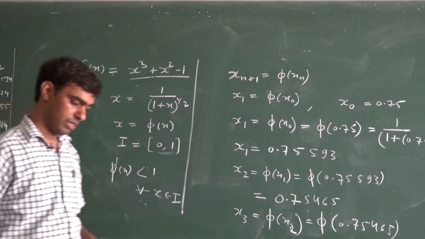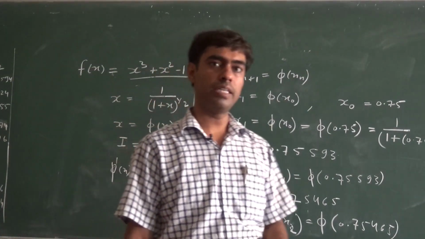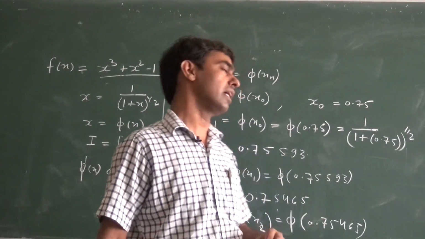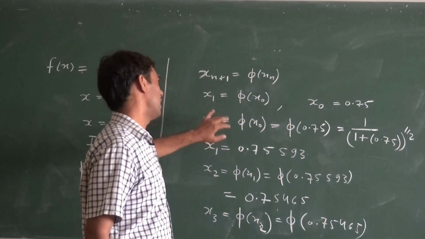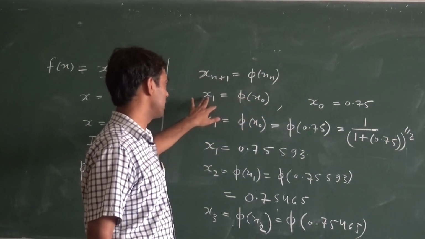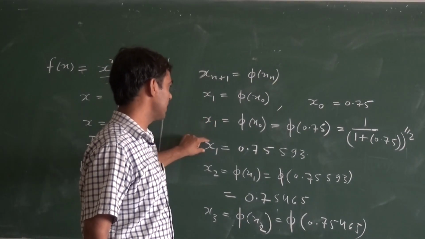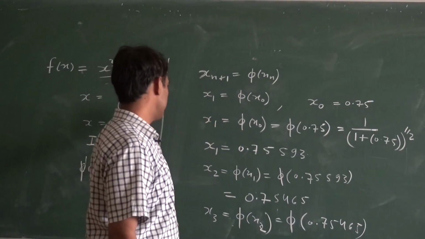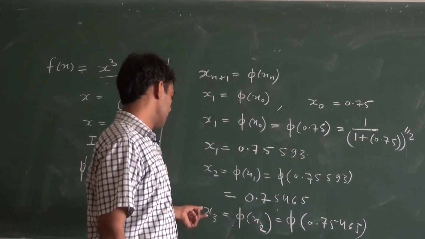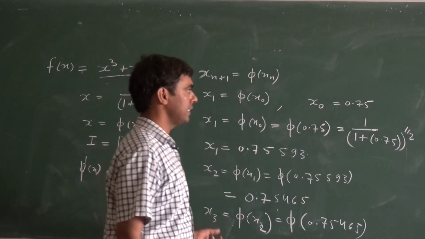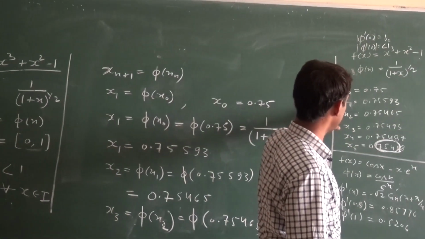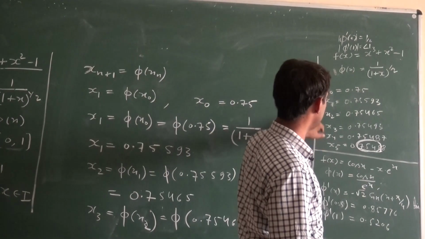So first of all we choose the phi x and choose the closed interval, then choose the initial value, then use the iterative scheme. Putting the initial value in phi x, we find x1, then putting the value of x1 in phi x again, we find the value of x2, then we put the value of x2 and find the value of x3. So here x0, x1, x2, x3, x4, like this.